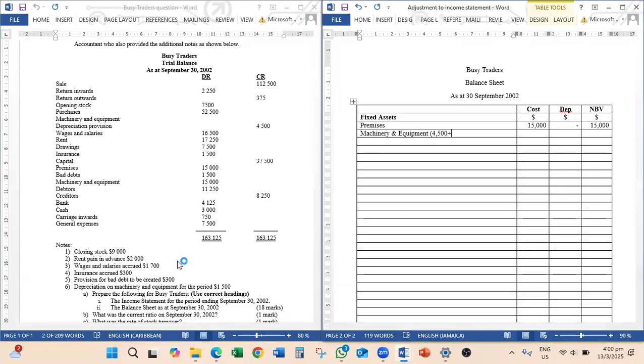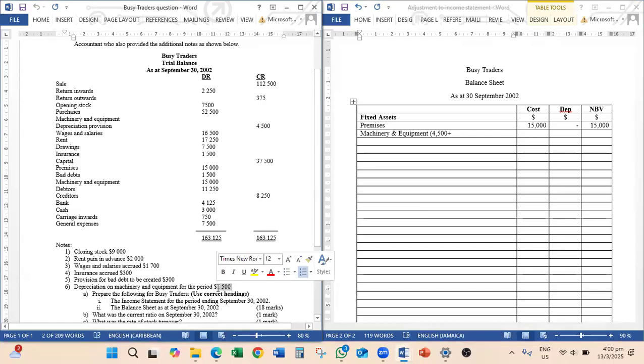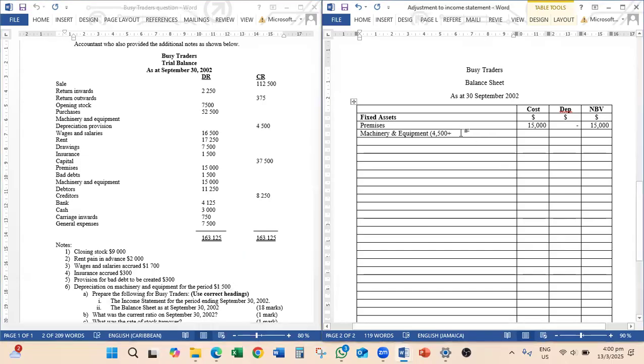4,500 plus the depreciation that is shown in the footnote, 1,500. And that would give us $6,000. So the cost for machinery and equipment is 15,000 as well. The depreciation, machinery and equipment provision for depreciation, it would be this $6,000.